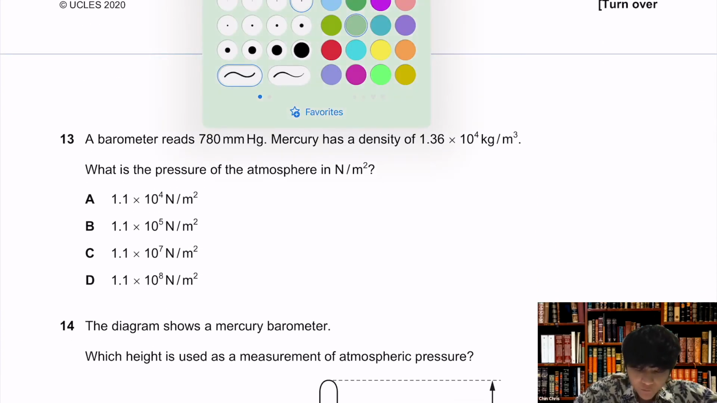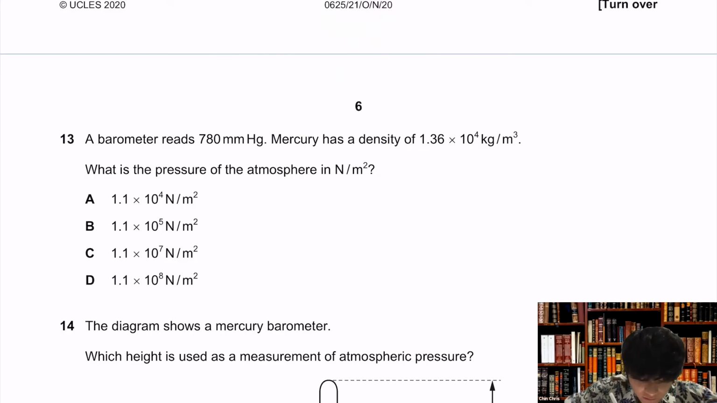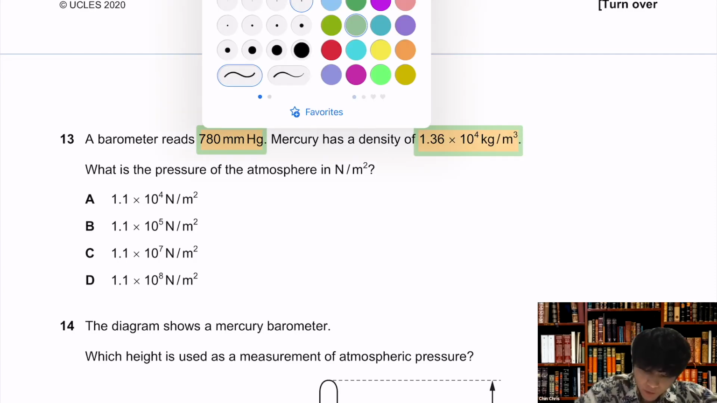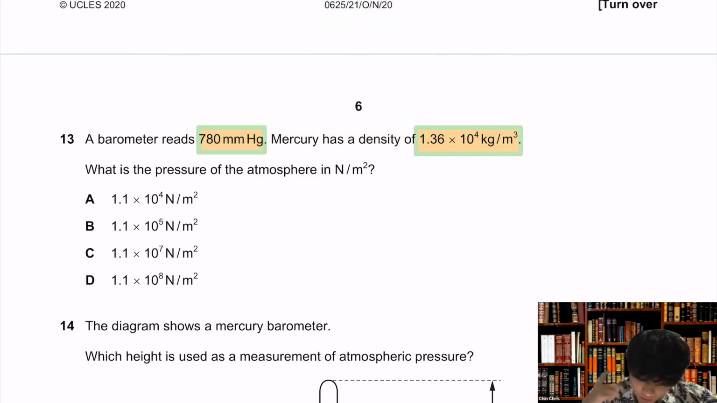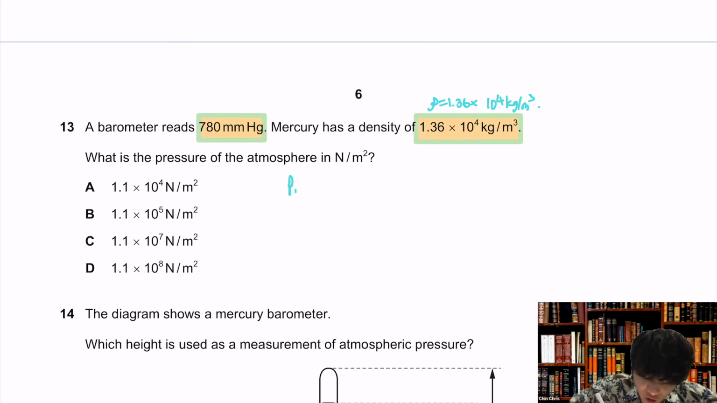A barometer reads 780 mmHg. Mercury has a density of... and what is the pressure of the atmosphere in Newton per meter square? So what you need to do, you know that pressure is equal to rho g h, right? Density is 1.36 multiplied by 10 to the power of 4.